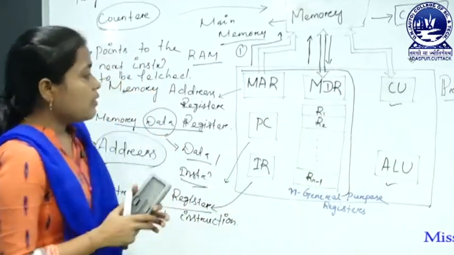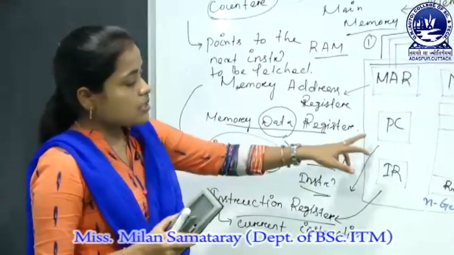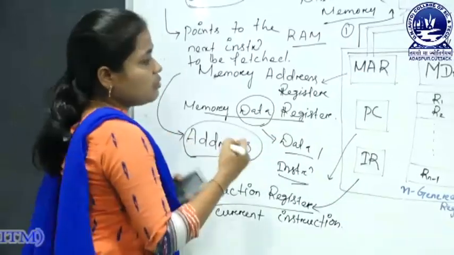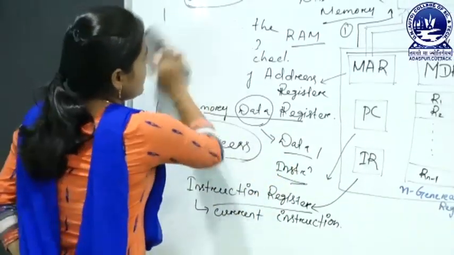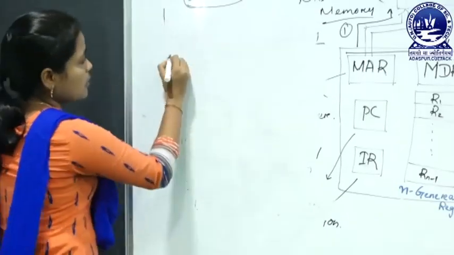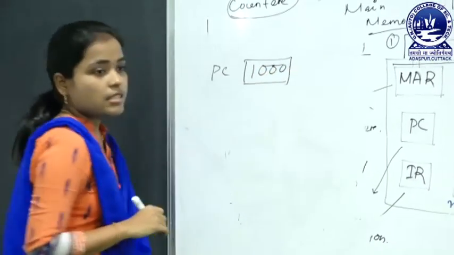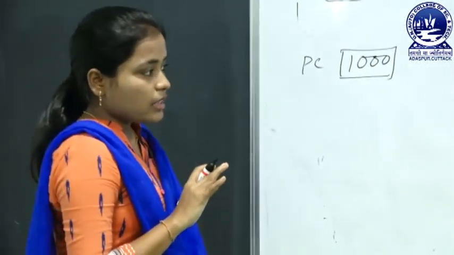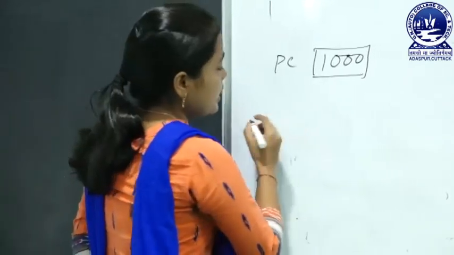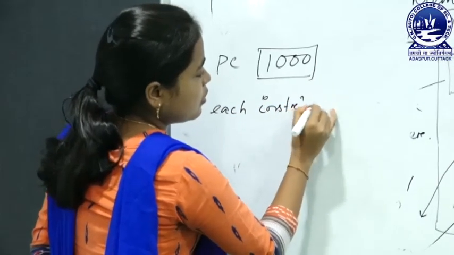And the next one is our PC. When the first instruction is executed, the PC is automatically incremented. That means when the first instruction executes, the PC will point to the next instruction address. Let the first instruction be stored at memory address 1000, and we are using 4 byte addressing. That means each instruction is 4 bytes.